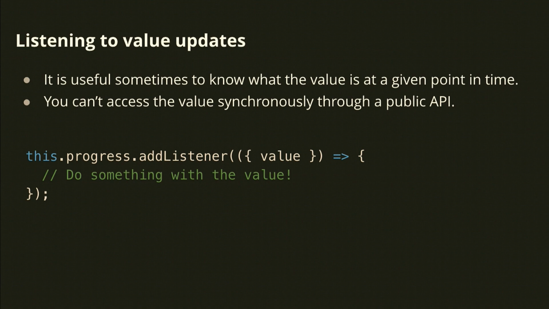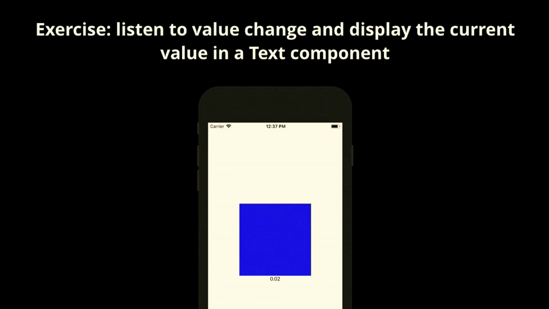And long story short, the reason why you shouldn't expect that is what I alluded to with native driver of executing the entire animation on the main thread or off the JavaScript thread. If it's executing on another thread, then the JavaScript thread won't always have the current value for the number that's held by the animated value.